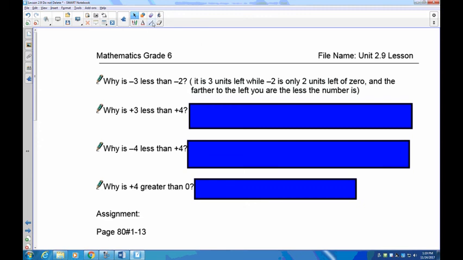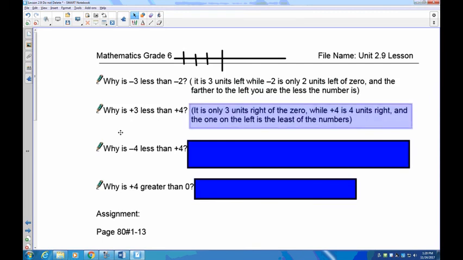All right, if you think of my number line, and I have 0 in the middle right here. Here's my -1, -2, -3. So this is my -2 right here. And here's my -3. Since -3 is on the left of -2, that makes it less. Okay? Now, why is +3 less than +4? It's the same reason. 3 is left of 4. It's closer to the 0. That means that this is less.